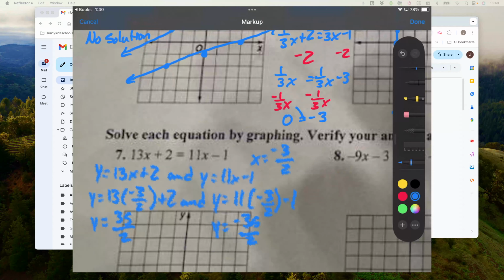And so again, you should be doing all your work on a separate sheet of paper. You're never going to have enough room to do it on here. And so negative 35 over 2 would be our y value.